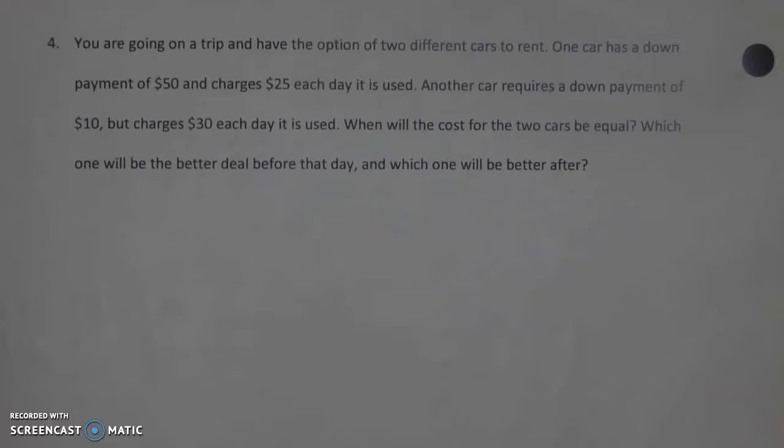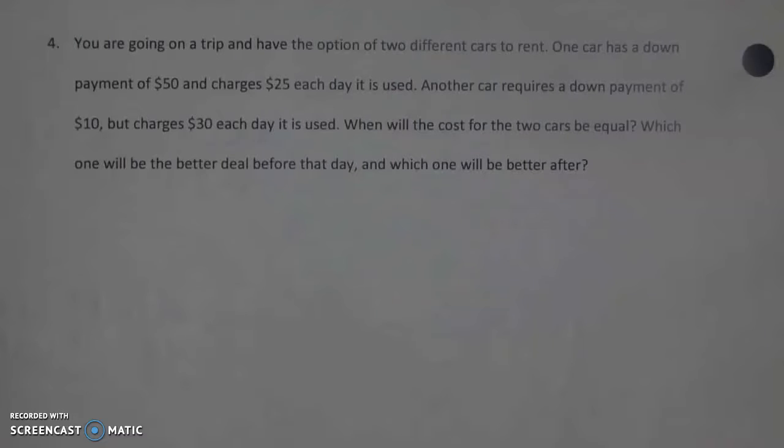So you're going on a trip. You have the option of 2 different cars to rent. One car has a down payment of $50 and charges $25 each day it is used. Another car requires a down payment of $10 but charges $30 each day it is used. When will the cost for the 2 cars be equal, and which one will be the better deal before that day, and which one will be better after? Now these are just random numbers, but we can work out the idea behind the problem here.